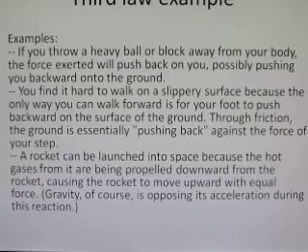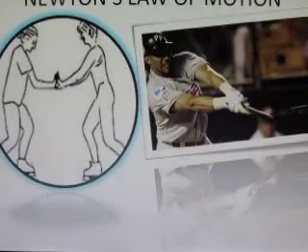That's because the only way you can walk forward is for your foot to push backward on the surface of the ground. Through friction, the ground is essentially pushing back against the force of your step. The third: a rocket can be launched into space because the hot gases from it are being propelled downward from the rocket, causing the rocket to move upward with equal force. Gravity, of course, is opposing its acceleration during this reaction. This is Newton's third law of motion.